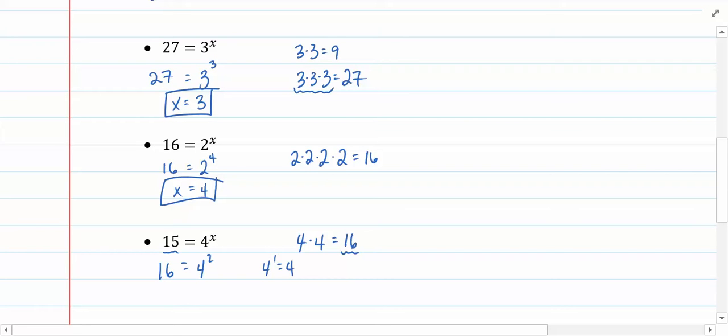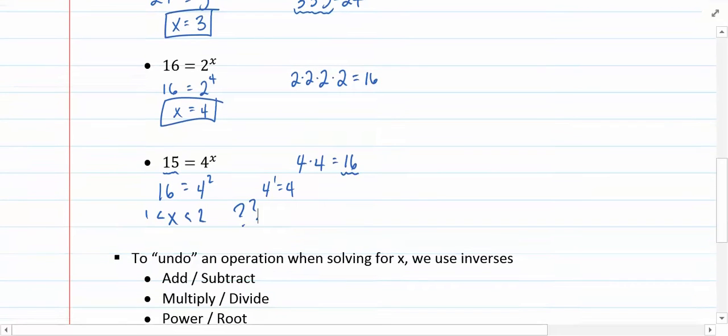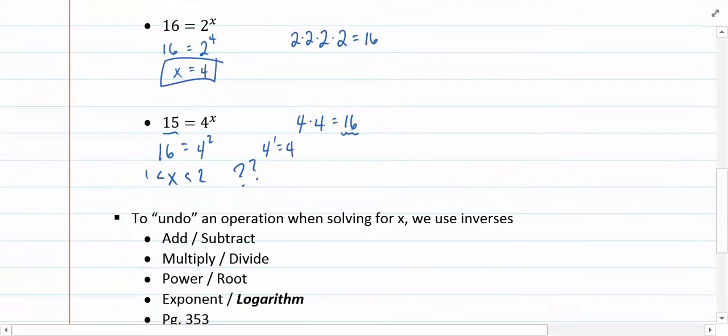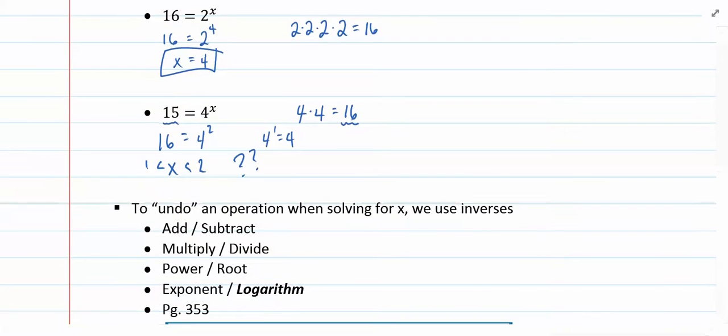What would I have to do in order to get 4 to some power to be equal to 15? Well, I need a number between 1 and 2. But what is that number, and how do we find it? The number will be a decimal, and we can find that solution if we consider the techniques that we're now using in order to solve for x.